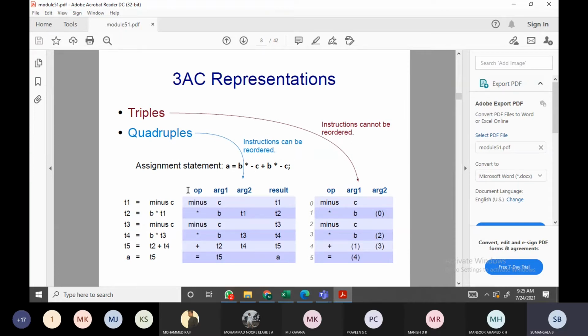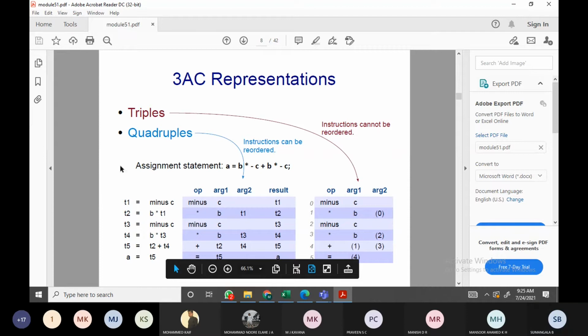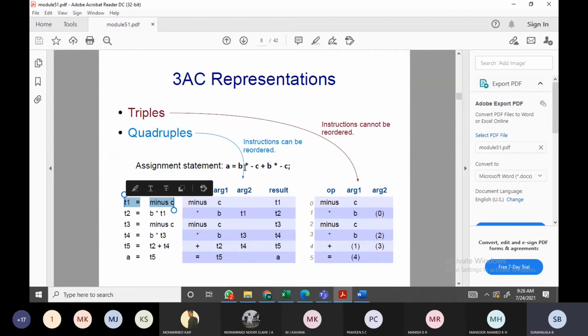So how do you write intermediate code? First you take this minus C and store it in a temporary variable. So you write T1 is equals to minus C. Observe this statement. Why is it T1 is equals to minus C? We have this minus C in the expression, so we are storing it in a temporary variable T1.